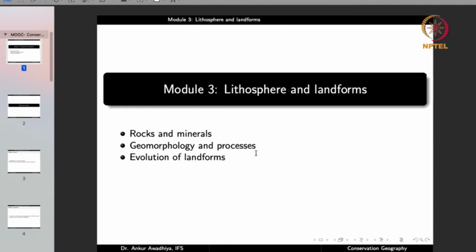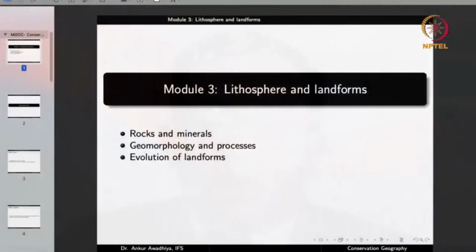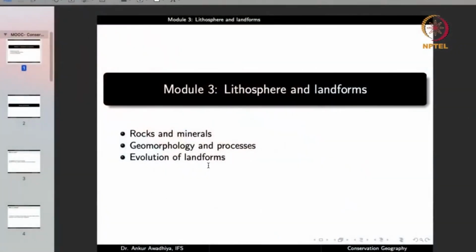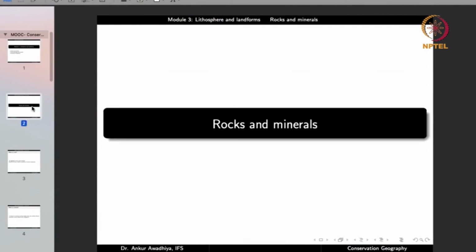This will be followed by geomorphology and processes. Now, geo is earth, morpho is form, logy is study. So this is the study of earth forms. What are the different earth forms that we have on this planet? What are the processes that have led to the development and evolution of these landforms? And in the third lecture, evolution of landforms, we will build up on these two lectures to understand the different landforms and their evolution. So let us now begin with rocks and minerals.